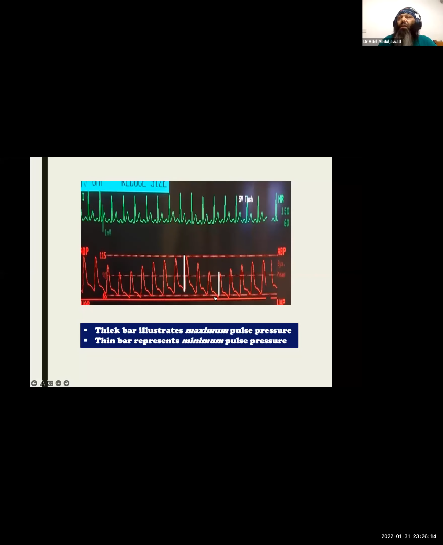You apply the equation: maximum minus minimum, divided by mean. If it is more than 12, this is fluid responsive, give fluid. If less than 12, the patient is not responsive.